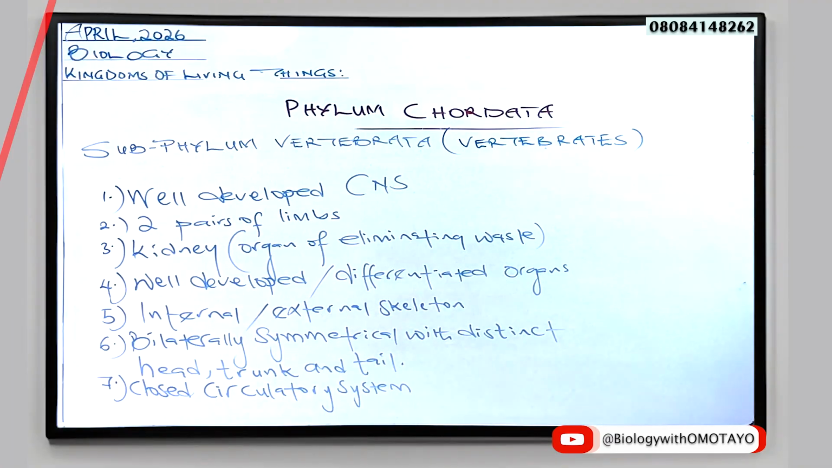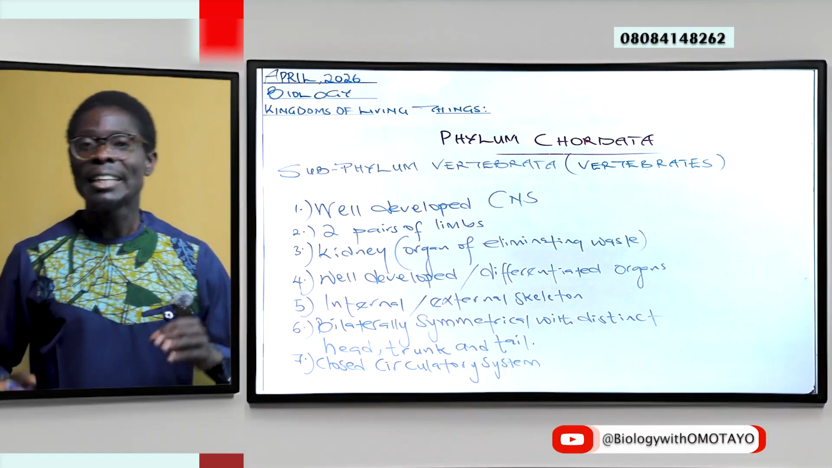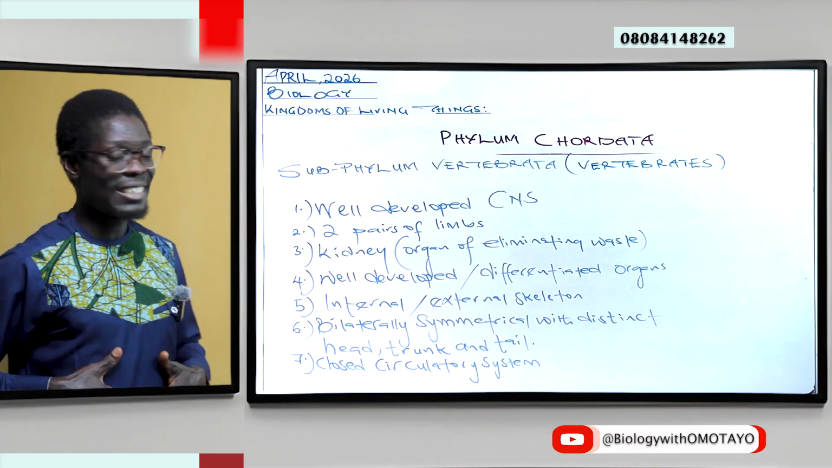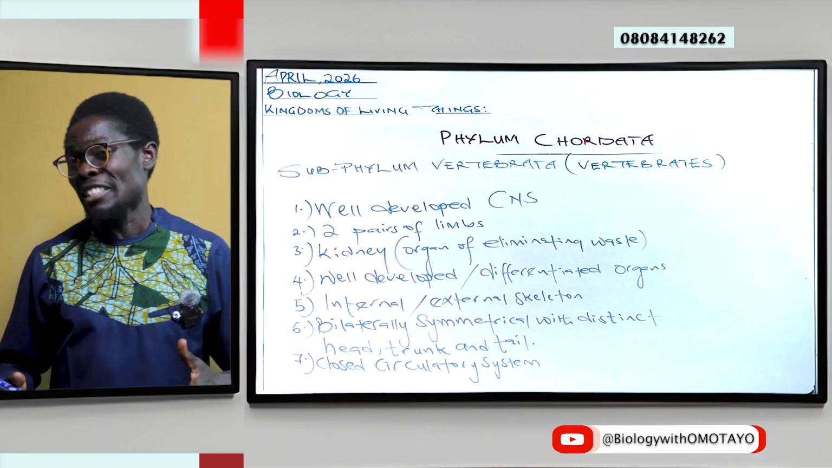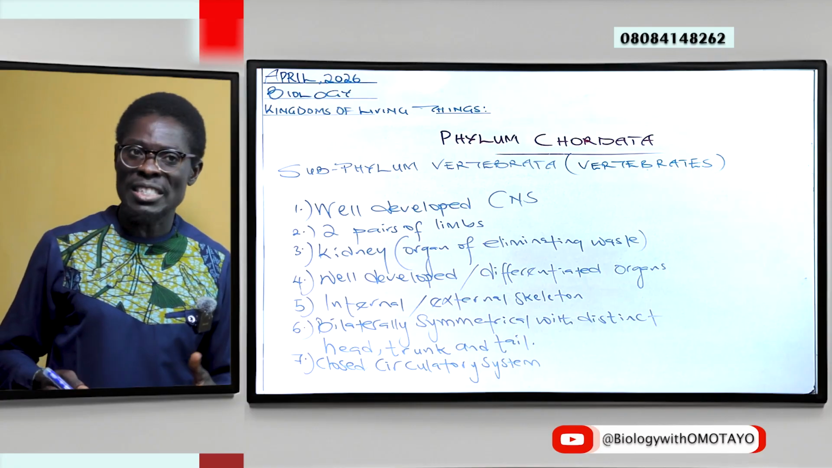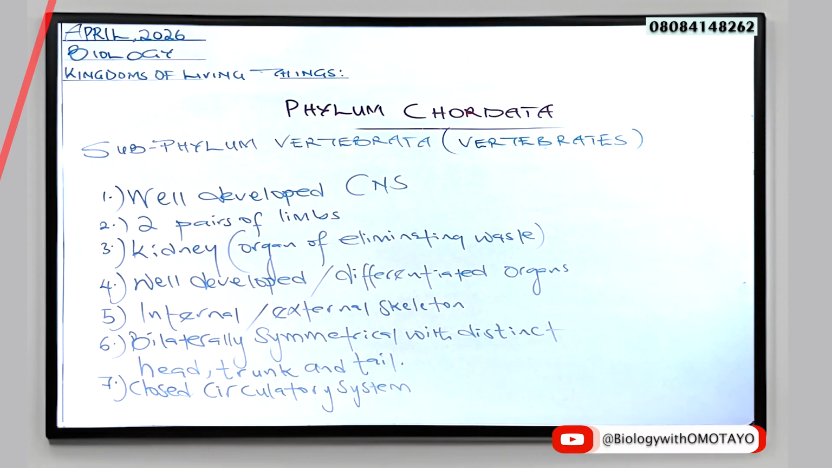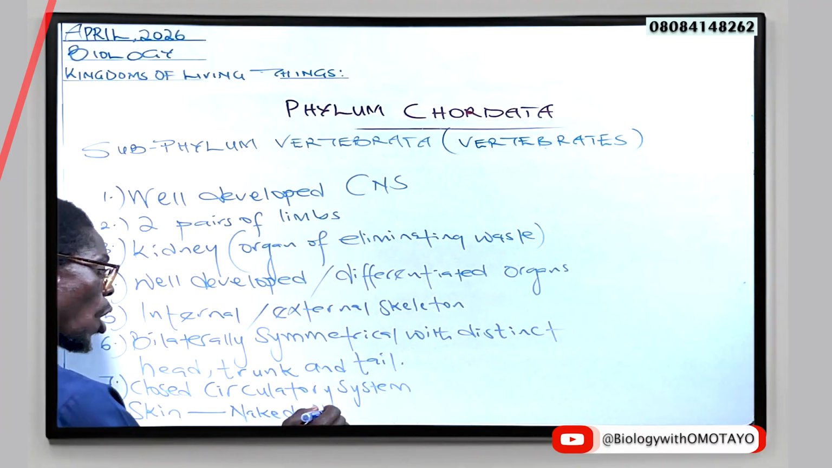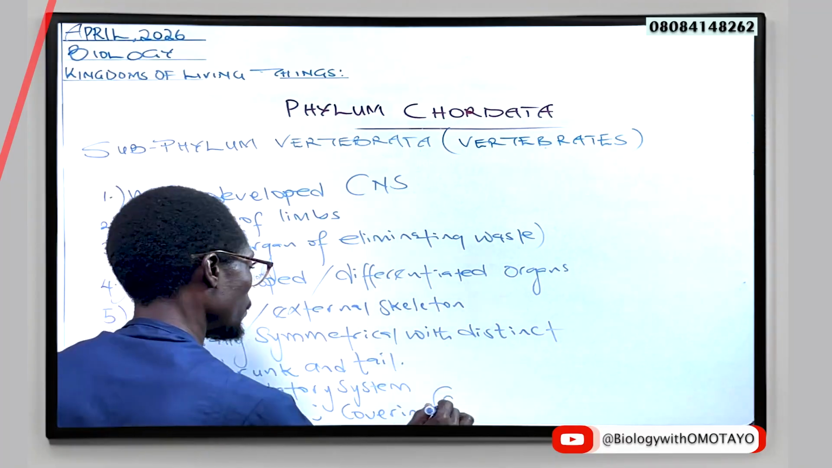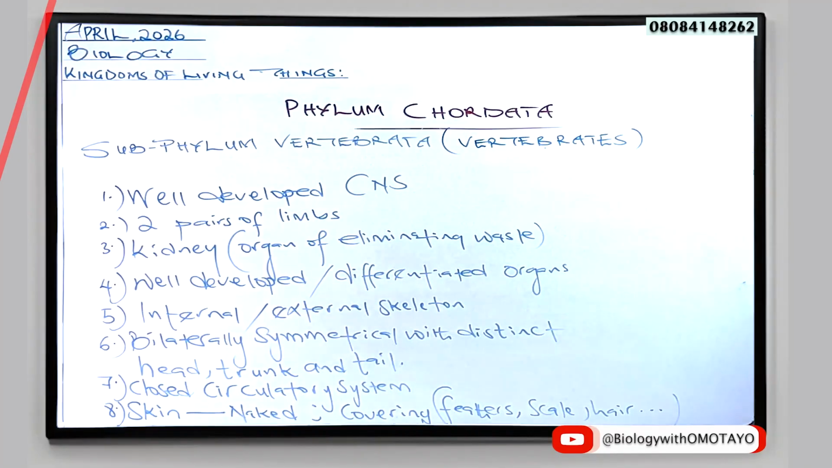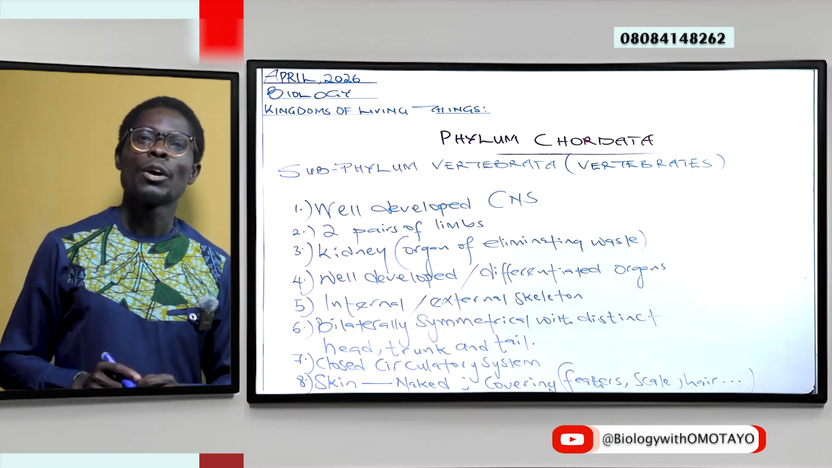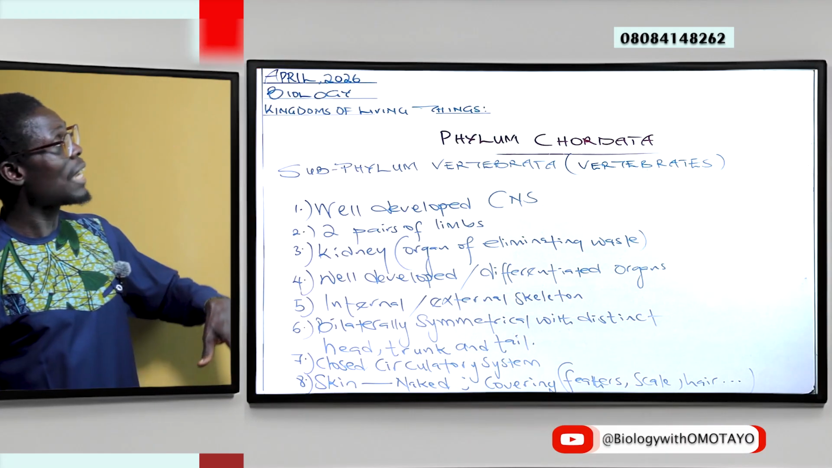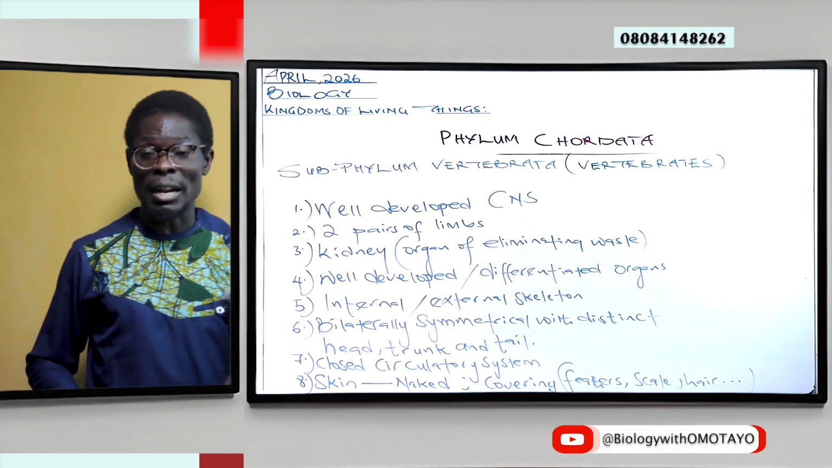A closed circulatory system, and then they do possess a skin. This skin is usually either naked or may have coverings like scales, feathers, or hair. The skin may be naked or with covering. So these are unique features that are peculiar to every member under the subphylum Vertebrata.